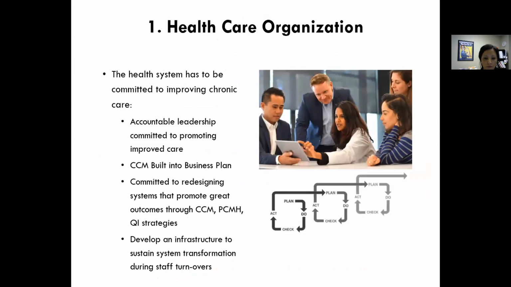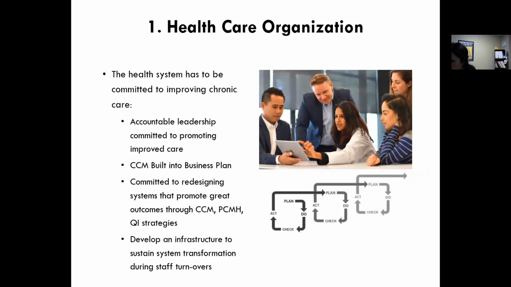What we've learned over the years of implementing system change is that if a practice does it on its own and the organization doesn't have leadership that sees the importance of what they're doing, they tend to be an island of improvement. That is, they operate on their own and they're not supported by the larger system. So leadership is absolutely critical. Good chronic disease management should be built into the business plan of the organization.